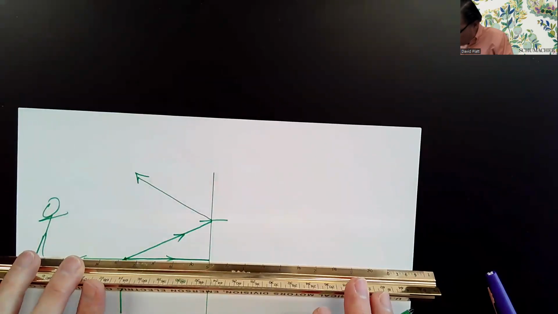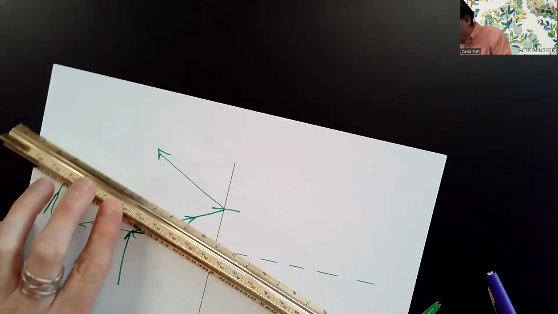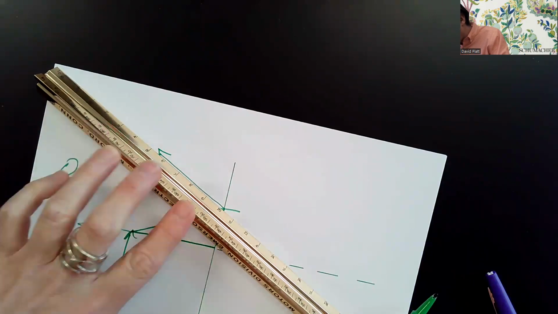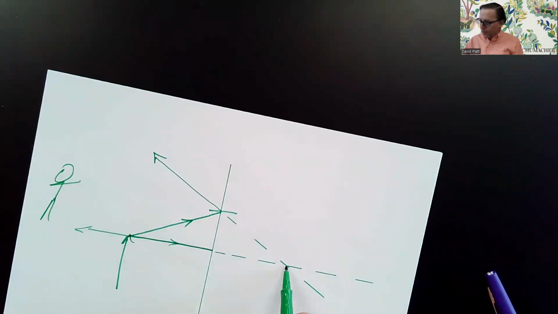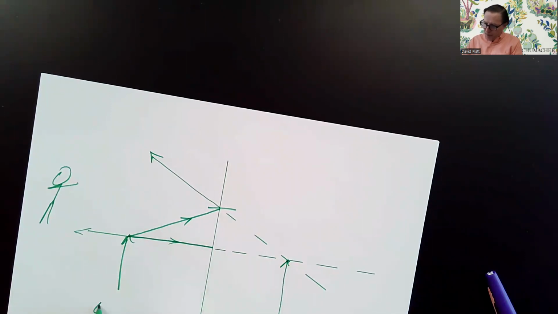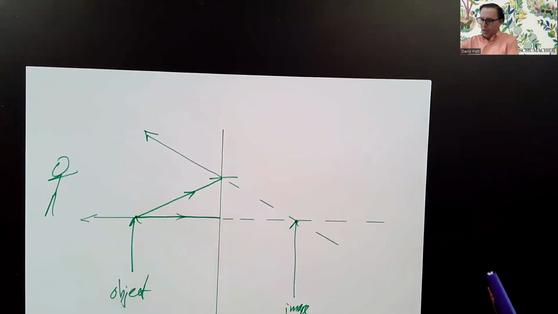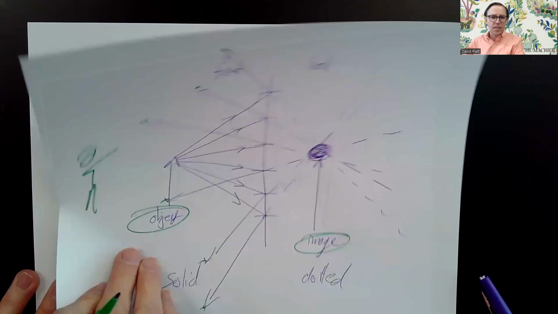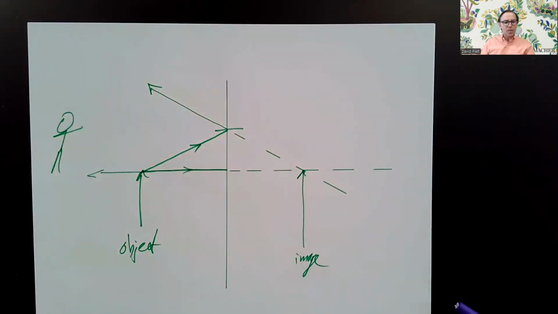And when I follow them backwards, dotted lines on the back, where they seem to have both come from is right here. And so I was drawing the arrow, so I'm going to put the arrow right there. So I've got my object and I have my image. So this is much cleaner and prettier. This is kind of a mess, but it's the same idea as this. So that is how a mirror produces an image.